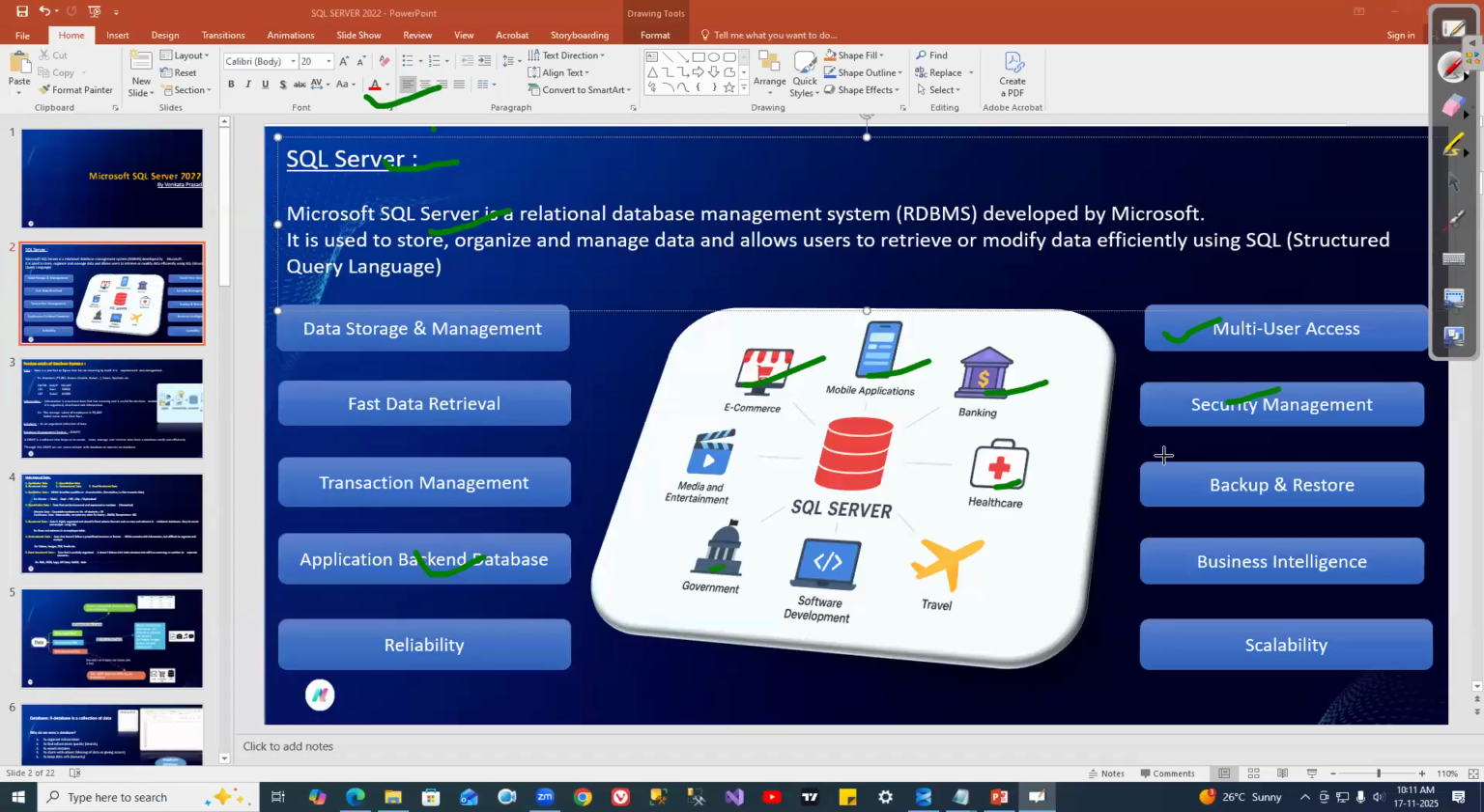What exactly is RDBMS, a Relational Database Management System? Now, to understand that, first let us recollect and understand the fundamentals of database management systems.